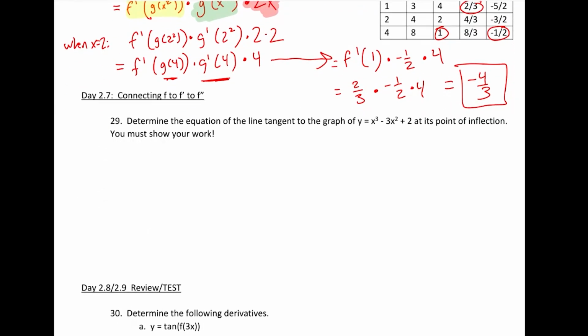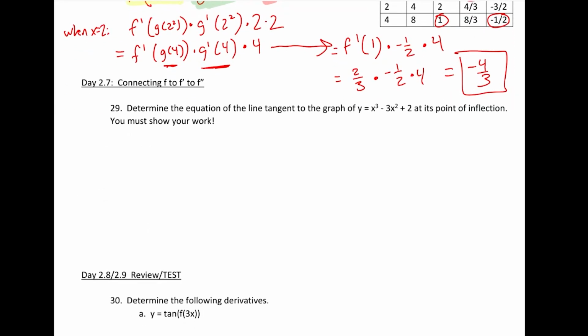Number 29 says determine the equation of the line tangent to the graph of this at its point of inflection. Okay. We know what to do here. We saw this earlier. We need a point, which is going to be the point of inflection. We haven't found that yet. We need a slope. And then finally, we've got y minus y1 equals m times x minus x1. This is going to be the template for our equation.